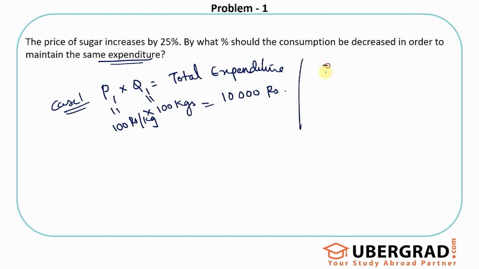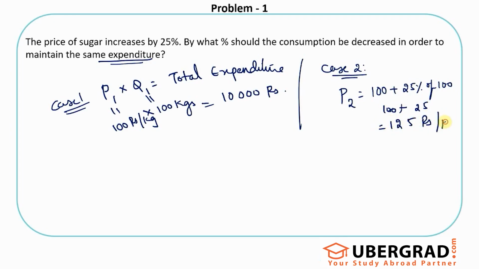What happened now? Case 2, the price has increased by 25%. So earlier it was 100 rupees, now it should be 125. How? 100 plus 25% of 100. 25% of 100 is 25, and 100 plus 25 is 125. Now per kg the price is 125 rupees. What is the quantity I can consume? What is the condition? The total expenditure must be the same. It should still be 10,000.